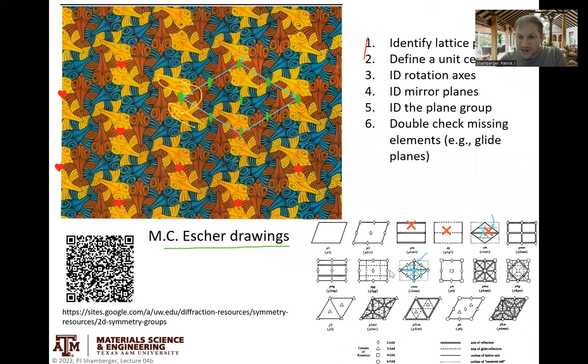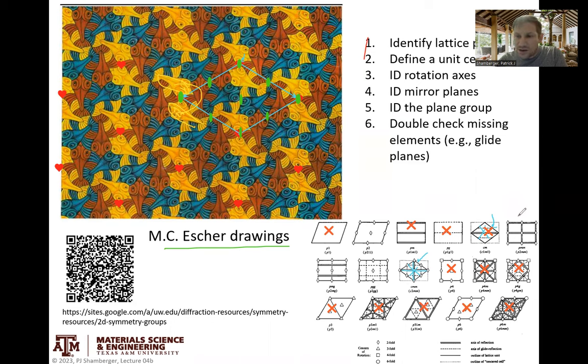twofold rotation axes. And I certainly don't see any fourfold rotation axes or threefold. And I don't see any sixfold. So that allows me to eliminate a whole bunch of things. And P1 does not have any twofold axes, so that's eliminated.